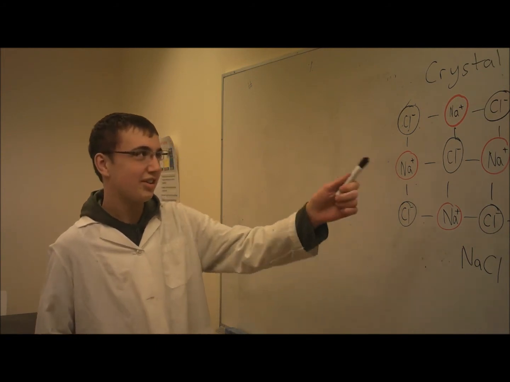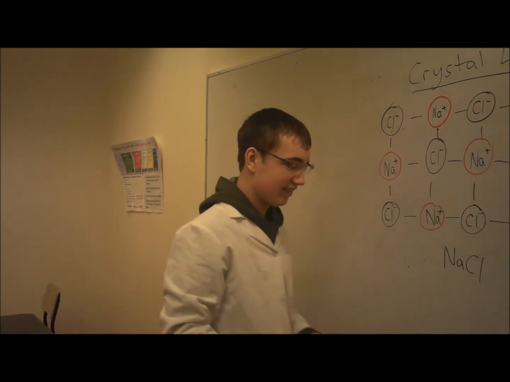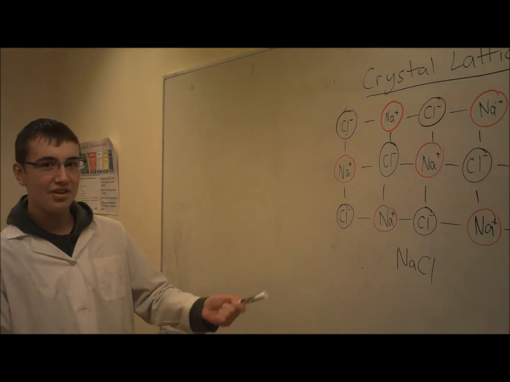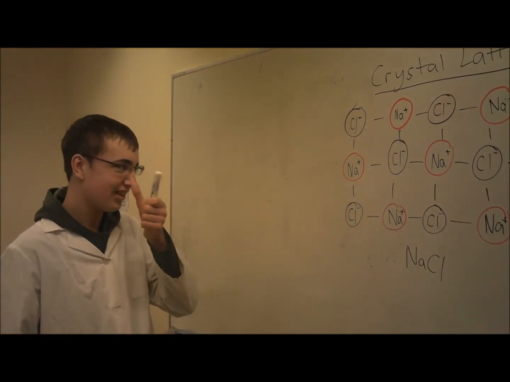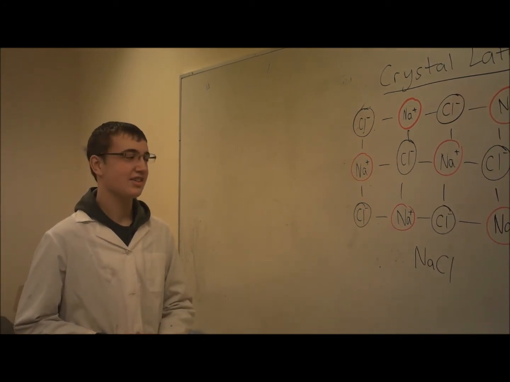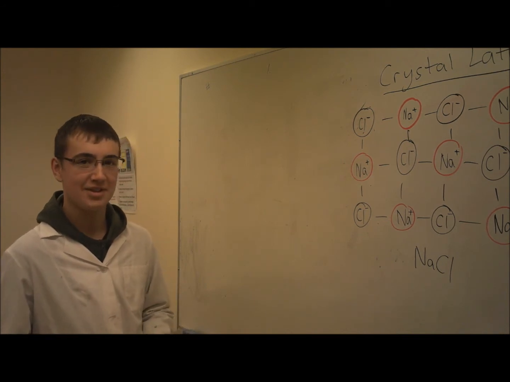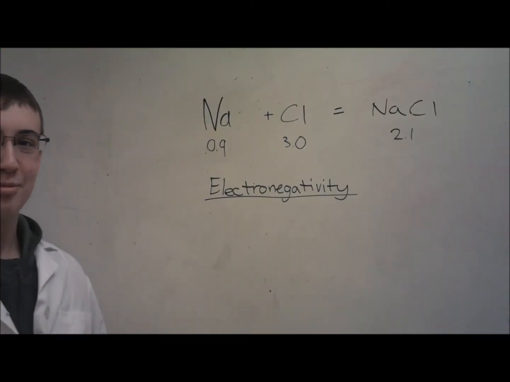This shape is called a crystal lattice, and is very strong because all the different atoms are attracted to each other. Ionic bonds are very strong, and things like sodium chloride have a very high melting temperature because of this. You may be wondering why ionic bonds form.